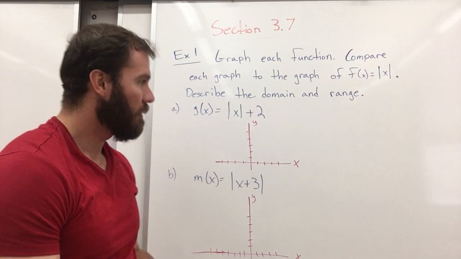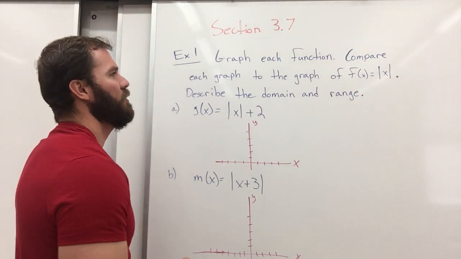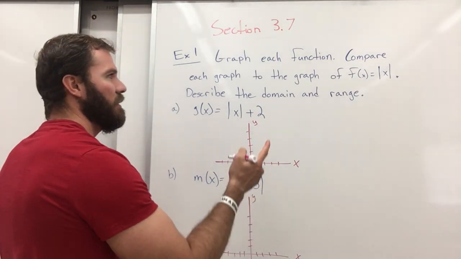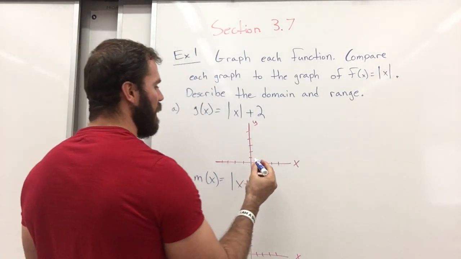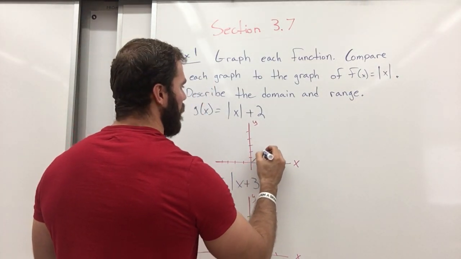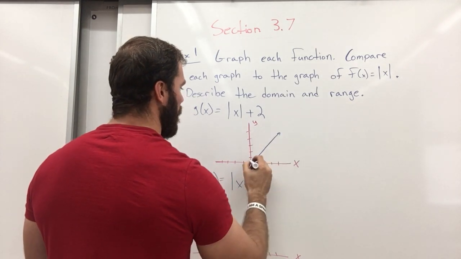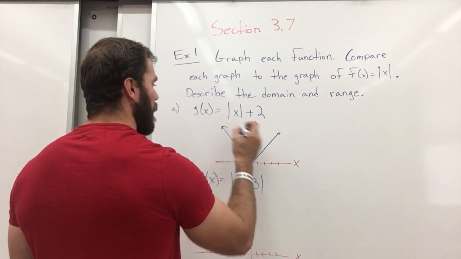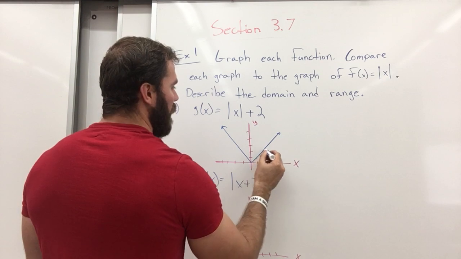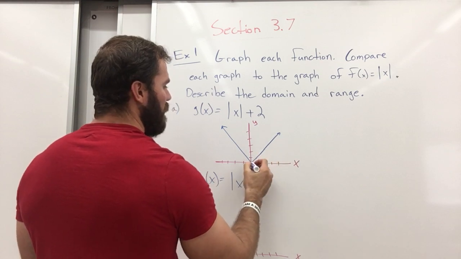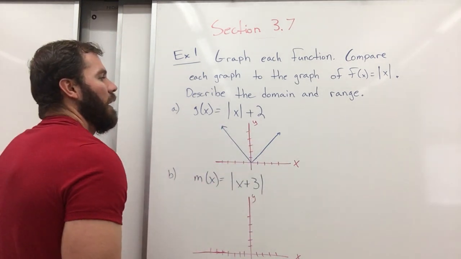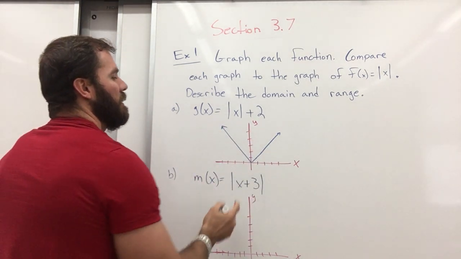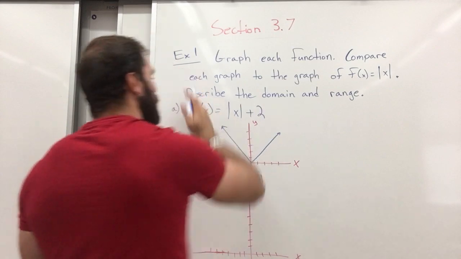All right. So if I want to graph f of x equals the absolute value of x, that's going to look like this. The slope is 1, 1, 1, 1, negative 1, negative 1, 1. And it's continuously going that way, and it's continuously going that way.